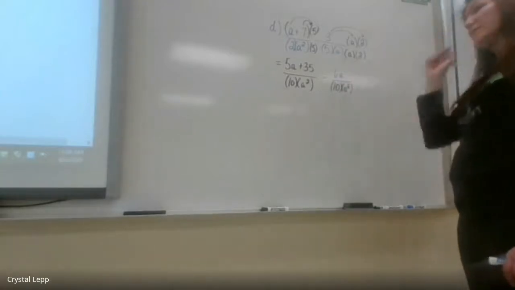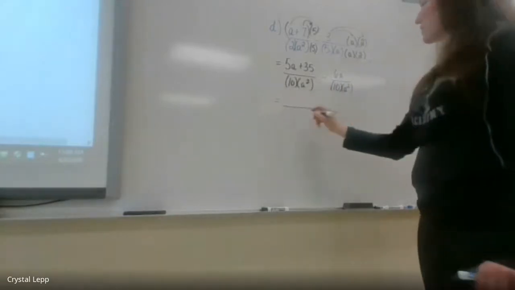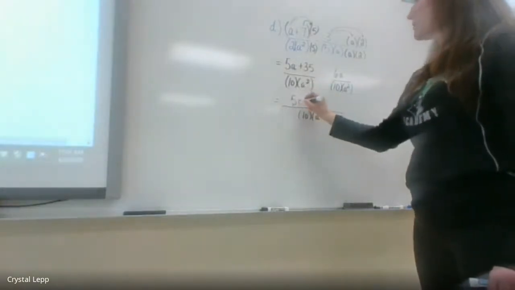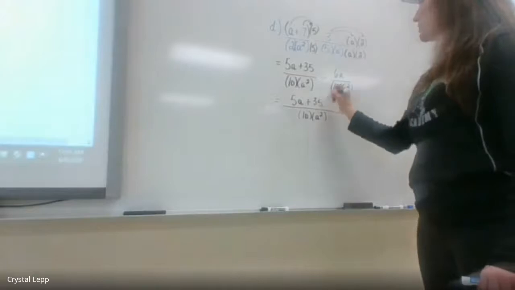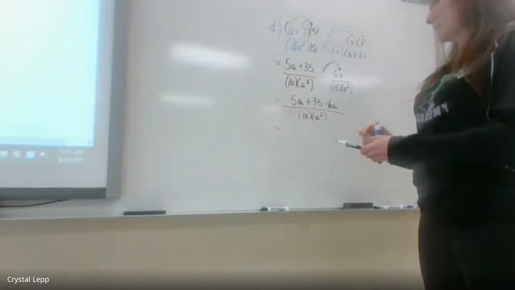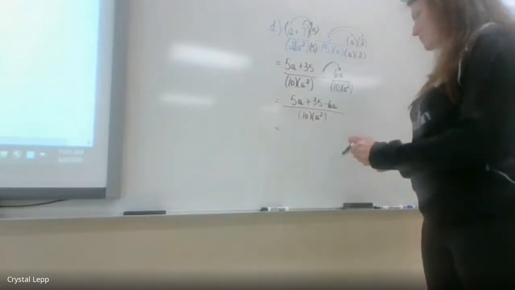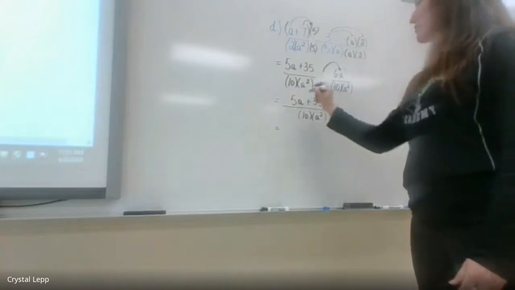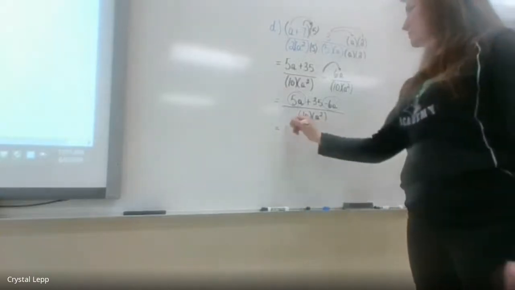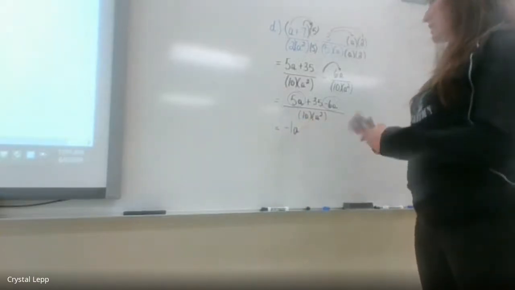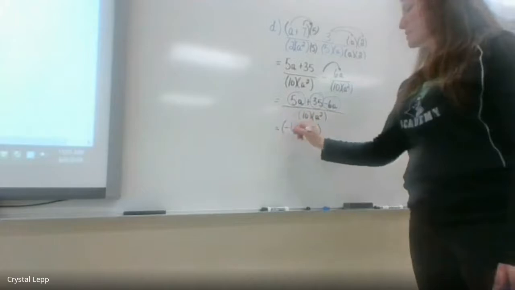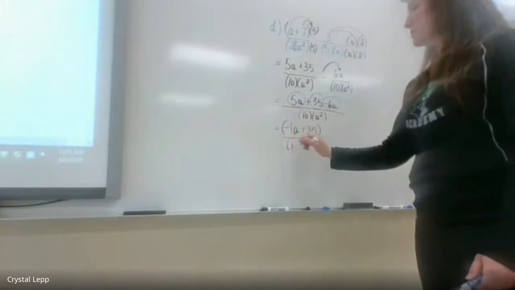So now I have a common denominator. So I get a 10 and an a squared in the denominator. In the top, I get 5a plus 35 minus 6a. And so I'm going to collect like terms, so 5a minus 6a is negative a, or negative 1a if you like, and then plus 35. I put that in brackets because they're attached by a plus sign, over 10a squared.